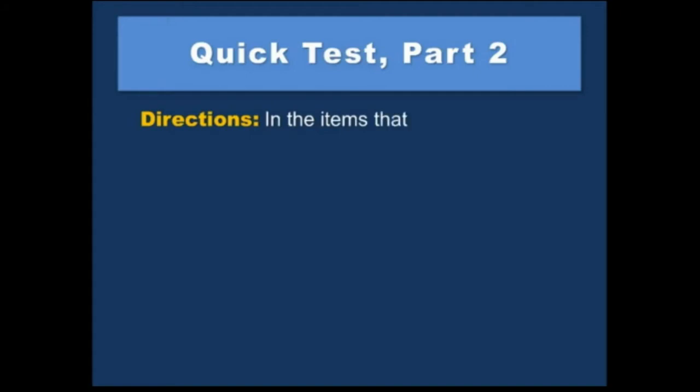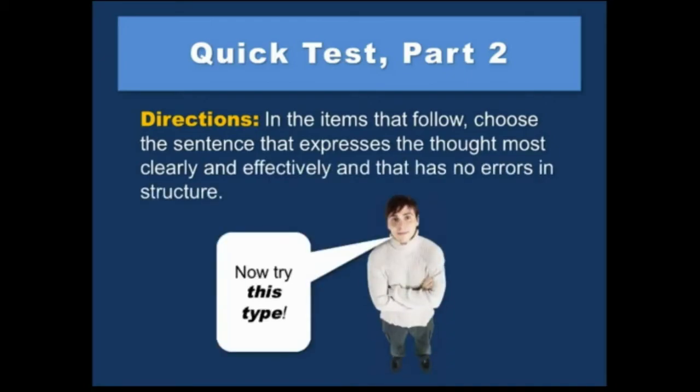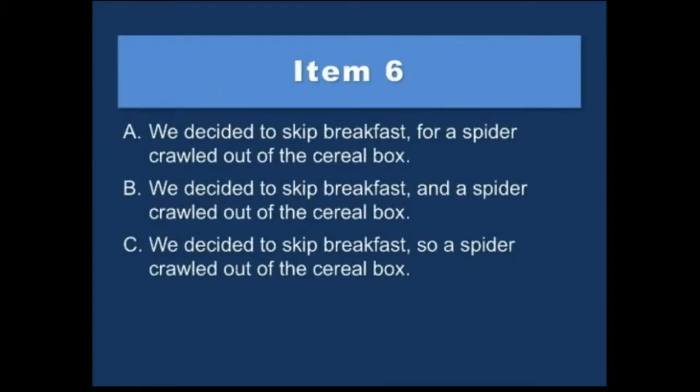So on part 2 of our quick test, we want to choose the sentence that best expresses the thought most clearly and effectively. We want to make sure there are no errors in the structure. Which has the correct sentence? Letter A. We decided to skip breakfast for a spider crawled out of the cereal box. Letter B. We decided to skip breakfast and a spider crawled out of the cereal box. Letter C. We decided to skip breakfast, so a spider crawled out of the cereal box.